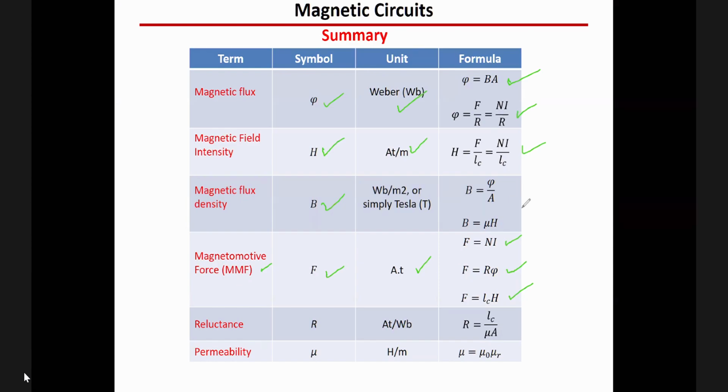And there is one equation that I didn't mention. Sorry, it's an important one: B is equal to mu H. So we are relating density to intensity through permeability. We're going to revisit this more later, inshallah. Reluctance, the unit is amp turns per Weber, and it's equal to LC divided by mu A, where mu is the permeability. Its unit is H divided by M, and it's equal to mu naught multiplied by mu r, where mu naught is 4 pi multiplied by 10 to the power minus 7.